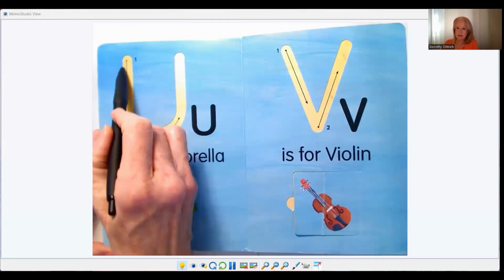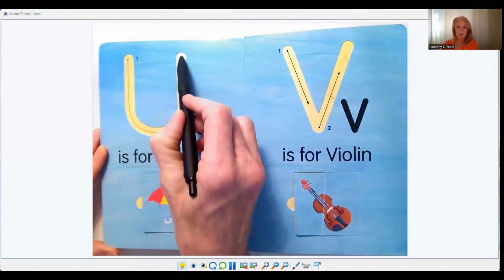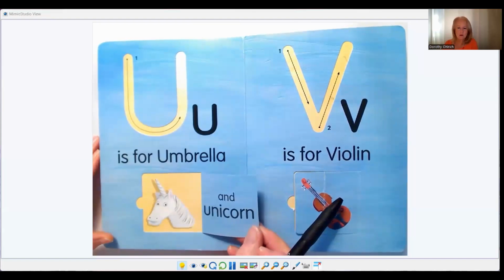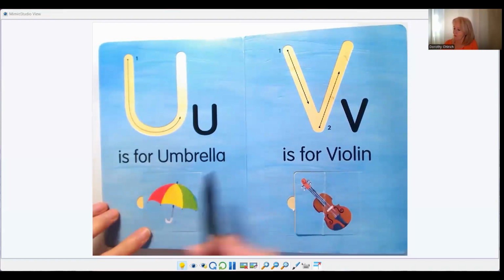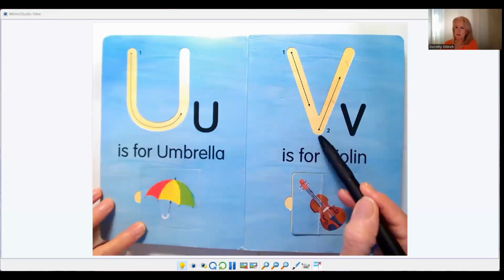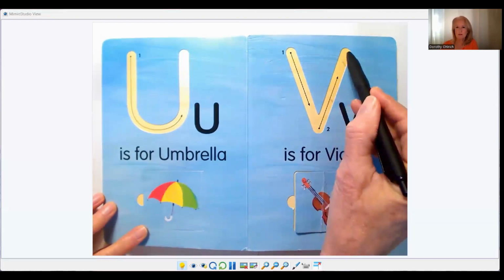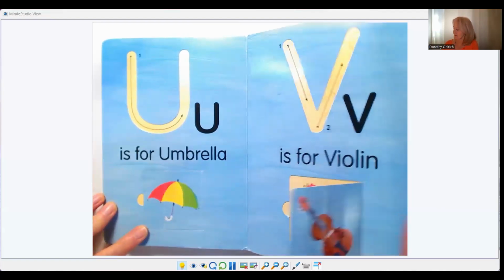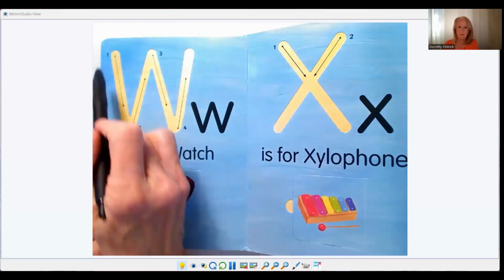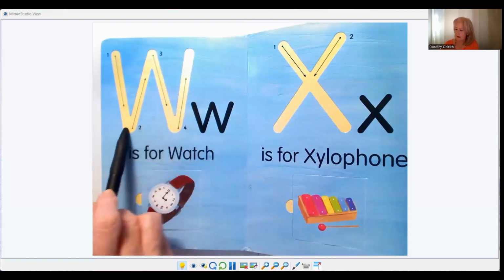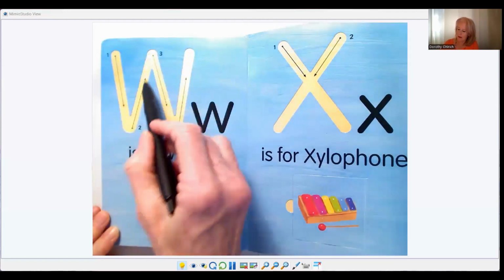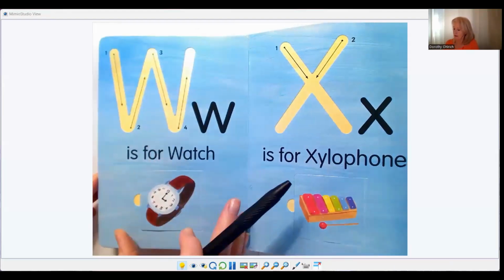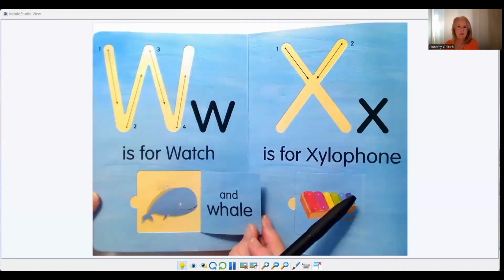U goes down and curves and goes back up. U is for umbrella and unicorn. V goes down at an angle, up the other angle, and V is for violin and vase. W goes down at an angle, up at an angle, down at an angle again, and up at another angle. W is for watch and whale.